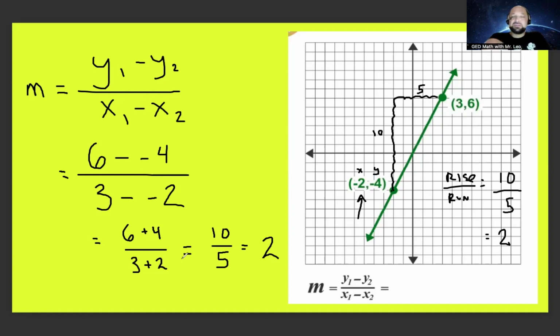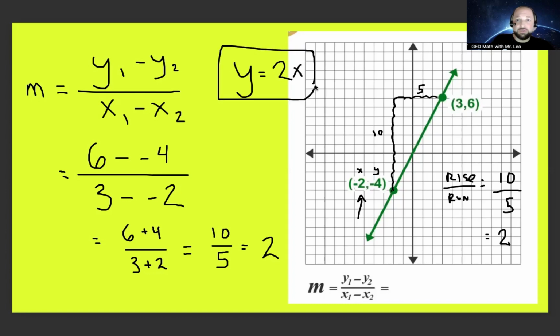Well, you might say, Mr. Leo, why do we even use that formula? If I could just count the squares, why am I using the formula? Because sometimes there is no graph. That's the point. If they give you y equals 2x and ask you for a slope, that's the easiest one. The slope is 2. It's right there.